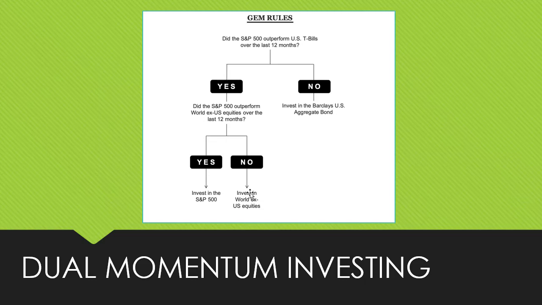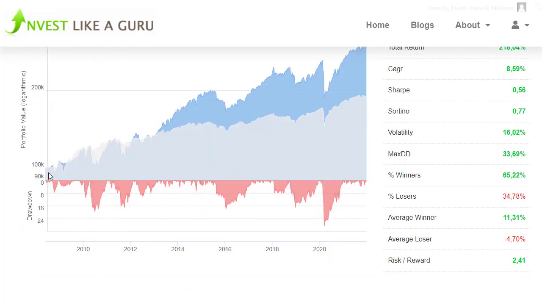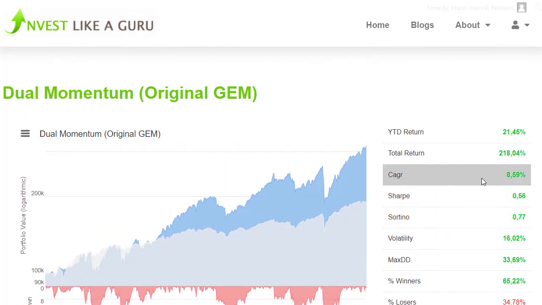Now what we took a look at last time is the original dual momentum that over the last 13-14 years back from 2008 has a CAGR, a compound annual growth rate, of 8.59%. This is significantly lower than the original GEM, Global Equity Momentum, dual momentum strategy. They looked back in the 70s, and it seems like in the last 13-14 years it hasn't performed quite as well, although the year-to-date return is almost 21.5% from a very simple strategy.